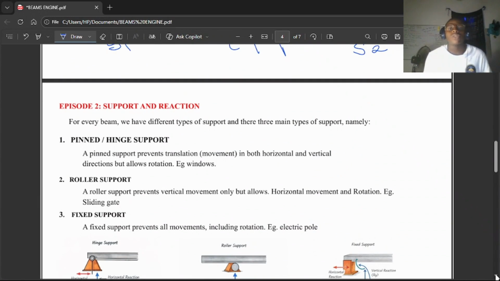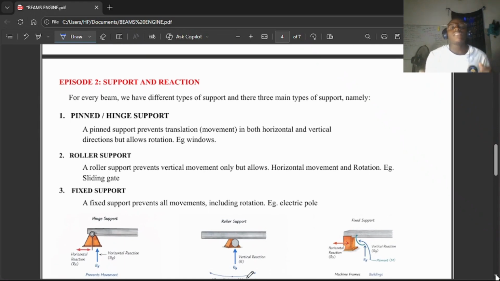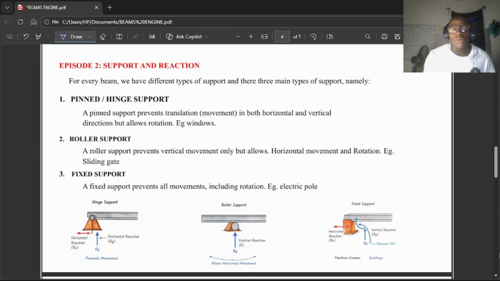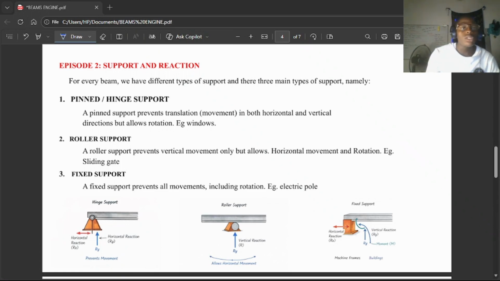Support and reaction. We've been talking about support. What is now this support that we are talking about? Basically, we have three types of support. And what are they? The first one is what we call the pinned or hinge support.